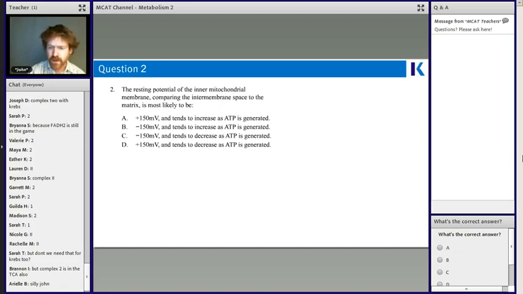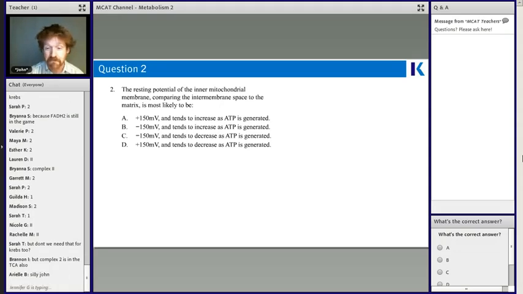Another 10 seconds or so. We've got most of the votes in. Pretty split on this one. Not nearly as strong as we were in the last one. So I'll start talking it through. Put in your votes if you haven't voted yet.